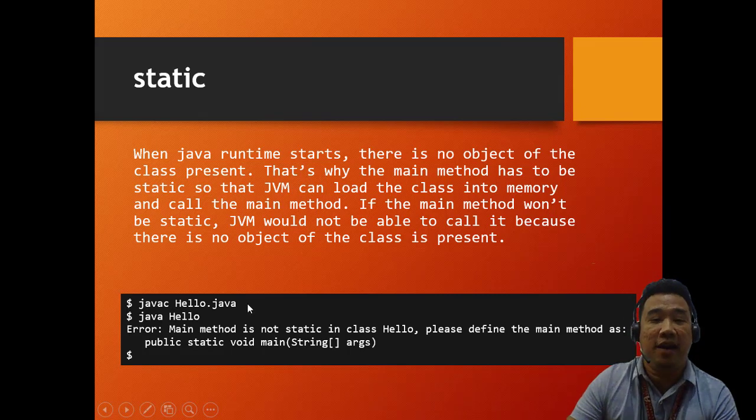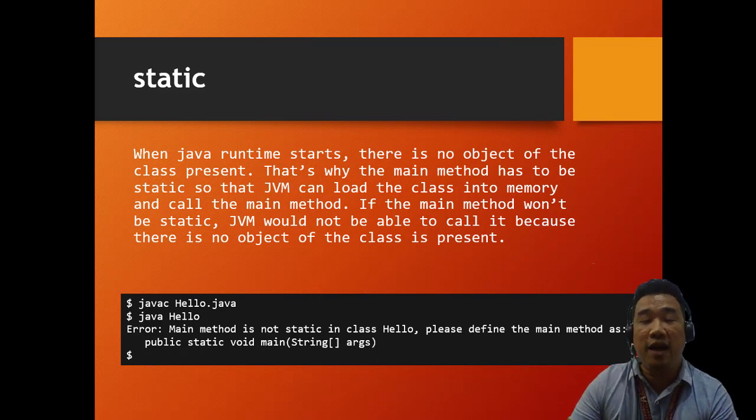So again, we compile it, then run. This will give us a runtime error: main method is not static in class Hello. Please define the main method as public static void. So you can see, guys, what the error is, and it is easy to debug since it suggests what should be placed.